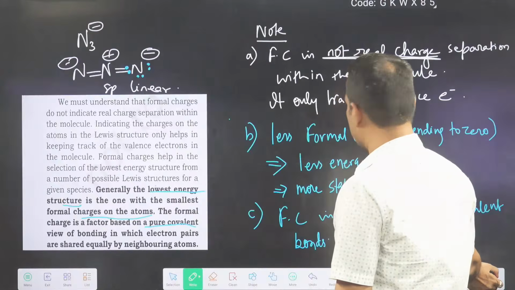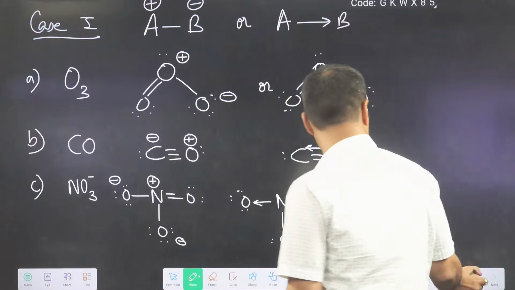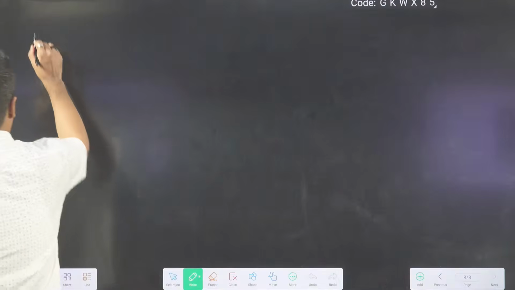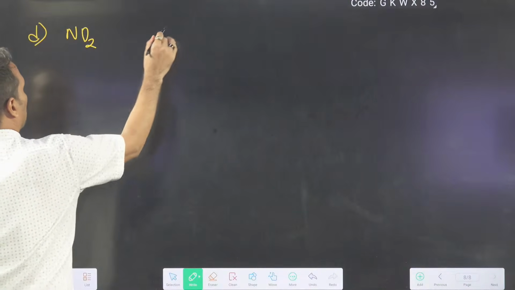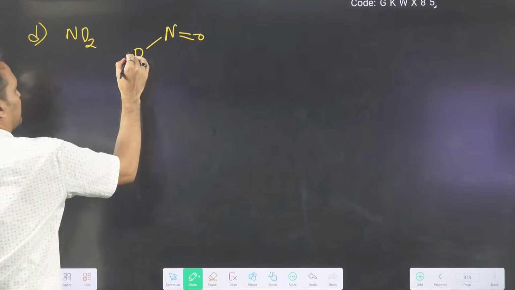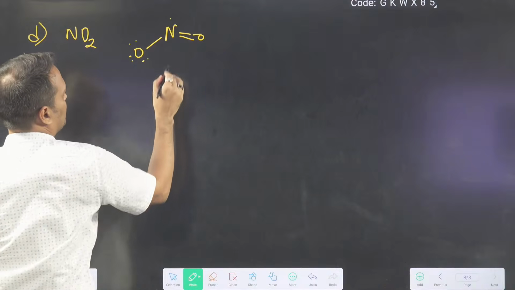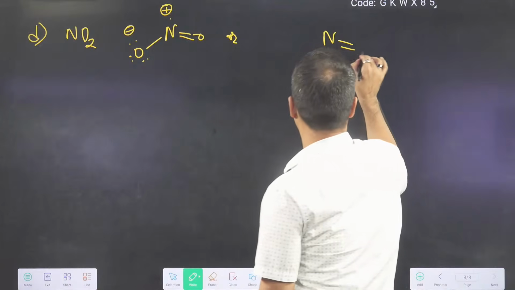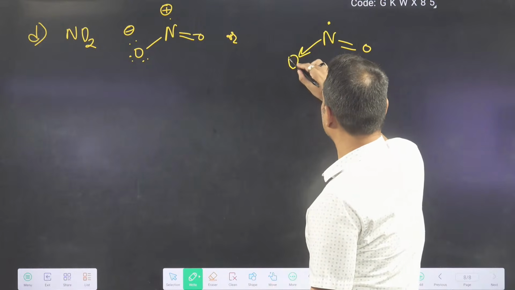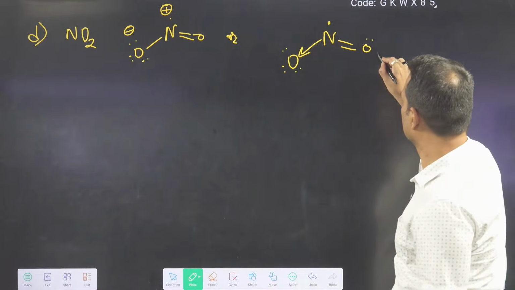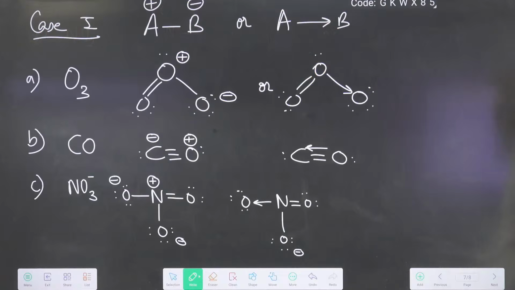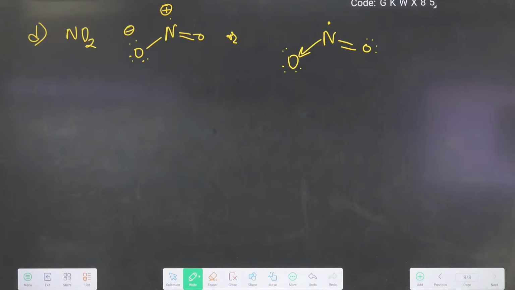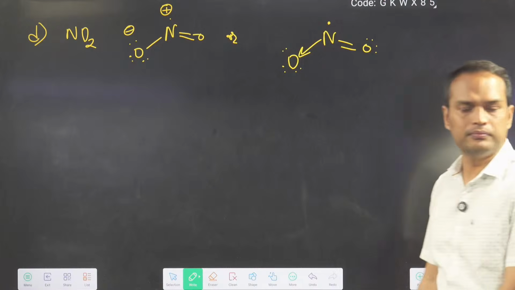So 4-5 examples are there. I am telling you all those examples. Generally, questions should come from here only. NO2 diagram. Here plus, here minus. So it can also be written as this. NO2. How many examples done? 1, 2, 3, 4.